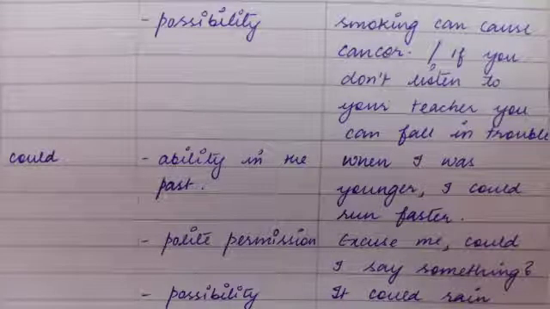Another function of can is possibility. For example, smoking can cause cancer. If you don't listen to your teacher, you can fall in trouble. So, if you smoke, you will cause cancer. And if you don't listen to your teacher, you will fall in trouble. So, this is a possibility. This can happen. So, that's why we are using can.